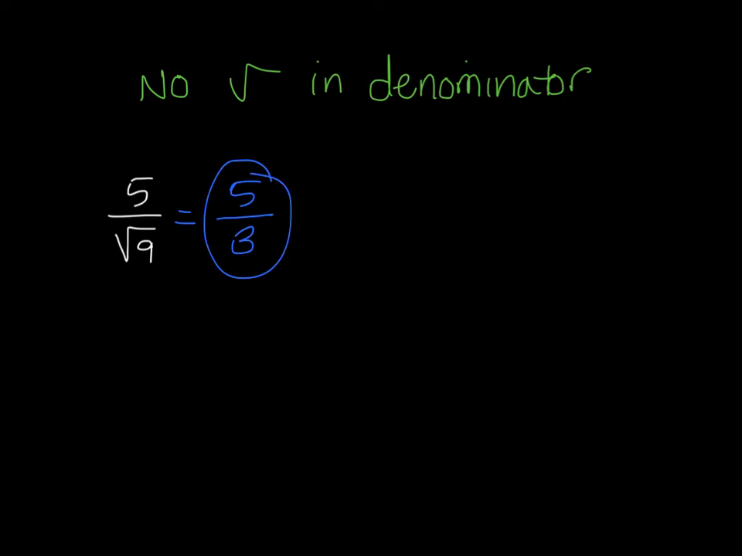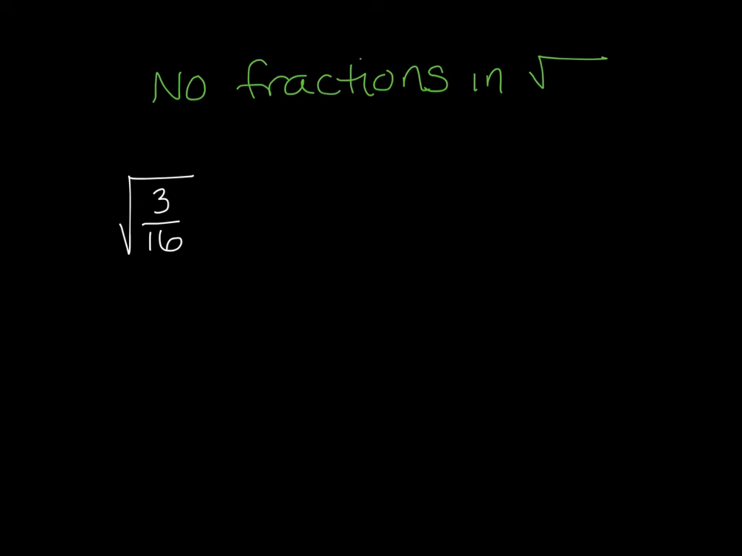Our third rule is that you cannot have any fractions inside a square root. So you'll see here that I have a fraction. What I'm going to do is split it up so I don't have any fractions inside the square root. I'm going to square root them separately. So the square root of the top, the square root of the bottom separately. Then I don't know the square root of 3. I can't do anything there. But I can take the square root of 16. The square root of 16 is 4.